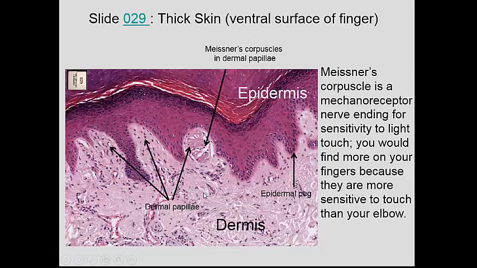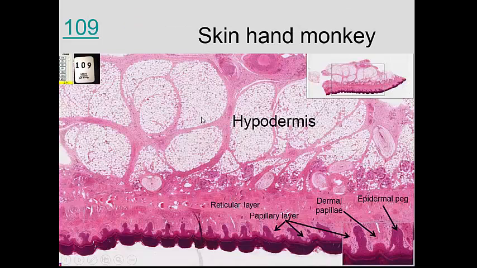In addition to the dermal papillae projecting up through there, you can even have a corpuscle. This is a Meissner's corpuscle, a light touch sensor that we have. Dermal papillae, epidermal pegs, epidermis, dermis, as we can see. And then the hypodermis, which is below the reticular layer, below the papillary layer, which is the interaction between the epidermis and the dermis. We have the hypodermis, which is where the fat cells are associated with them.